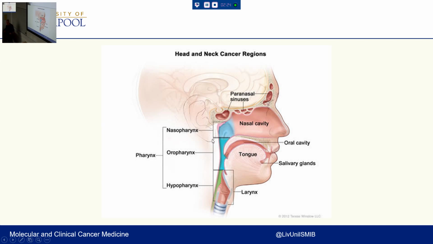But head and neck cancer also includes cancers of the nose and the paranasal air sinuses. They are much less common. And it also includes cancers of the larynx, which are relatively common, and we actually do have quite a lot of patients with larynx cancer here in Liverpool. But the vast majority of what we're going to talk about and concentrate on are cancers which arise in this area here, in the oral cavity and the oropharynx.